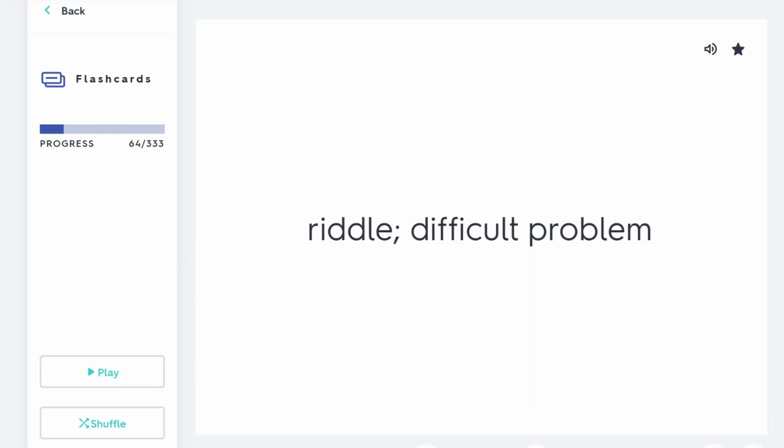Conundrum. A riddle, a difficult problem. Whether to forgive him or not was quite the conundrum. His partner didn't want to approve the behaviour, but nor did he want to punish him too severely. It was a conundrum. It was a difficult problem. A conundrum.